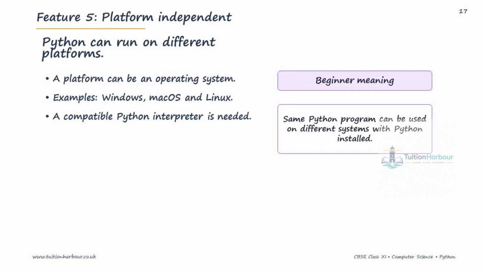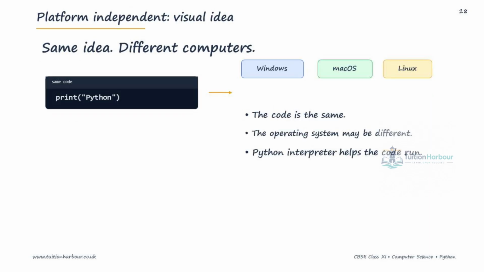Python is platform independent. The same Python program can run on different operating systems such as Windows, Mac OS, and Linux when Python is installed. This means the code can remain the same even when the operating system changes. The Python interpreter helps the program run on each platform.